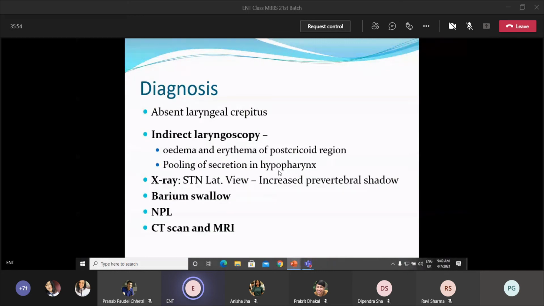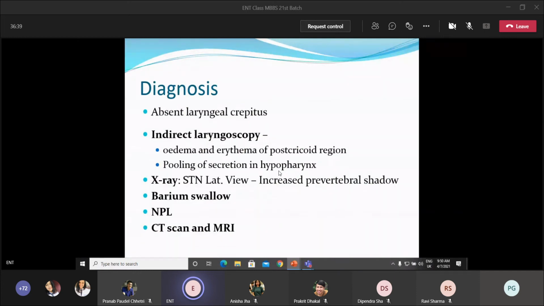Indirect laryngoscopy, when you perform, there will be edema and erythema of the post-cricoid region and pooling of secretion in the hypopharynx. X-ray soft tissue neck lateral view. This is an X-ray which you also get for your university exams. So in lateral view, you will see an increased prevertebral shadow. One of the differential diagnoses for increased prevertebral shadow is post-cricoid carcinoma. Then you also perform a barium swallow that will show narrowing or constriction.